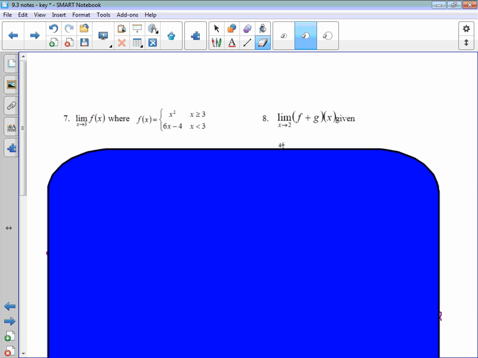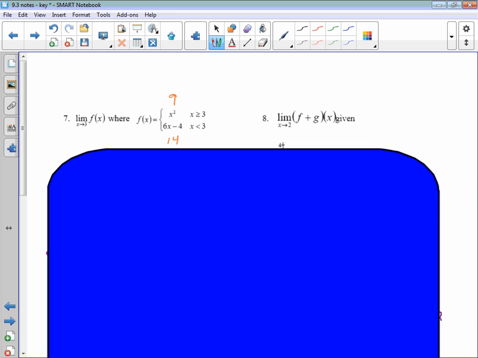All right, let's try 7 and 8. So 7 here. I'm asking you the limit as x approaches 3, and then I give you this piecewise function. The piecewise function, that's basically telling you like 3 from the right and 3 from the left. Okay? And remember, like piecewise functions, if they equal each other, the limit existed or it was continuous, that sort of thing. Okay, so let's plug 3 into each of these. So if I plug 3 into the first part, what do I get? 9. If I plug 3 into the second part, what do I get?